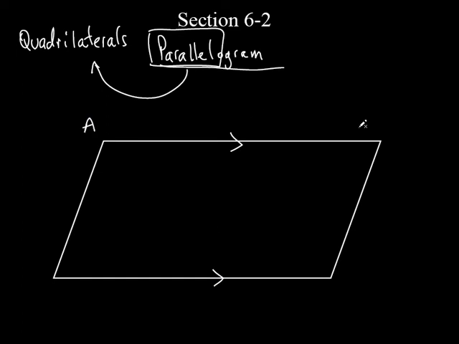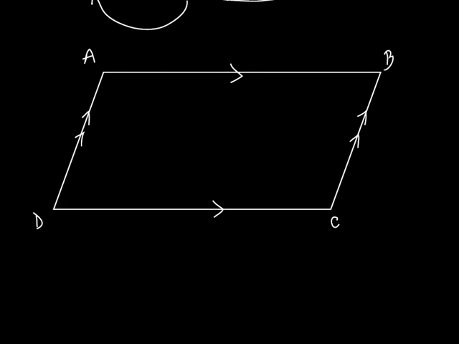Let's call this A, B, C, D. So the sides opposite each other are parallel to each other. That's the definition of parallelogram. Both pairs of opposite sides are parallel to each other. That is the definition of parallelogram. We're going to learn some other things about a parallelogram, but the first thing that we're going to learn is by definition. Let's jot these down.